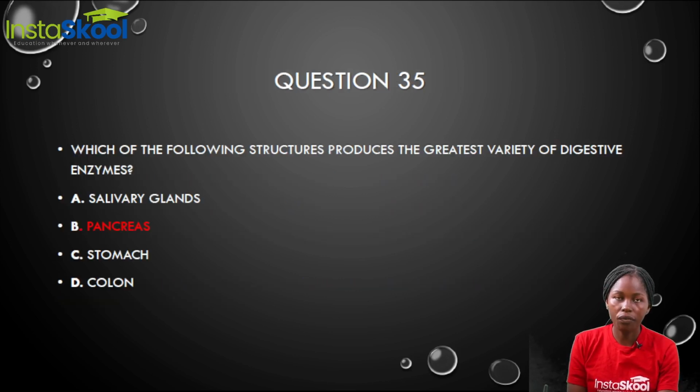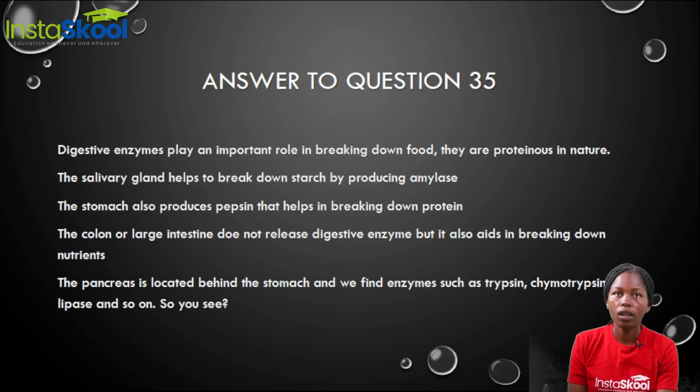In the salivary gland, we find the amylase. Amylase helps to break down starch. In the stomach, we find the pepsin that helps to break down protein. Now, what of the colon or the large intestine? The colon does not release any digestive enzyme, but it also plays a role in breaking down nutrients.